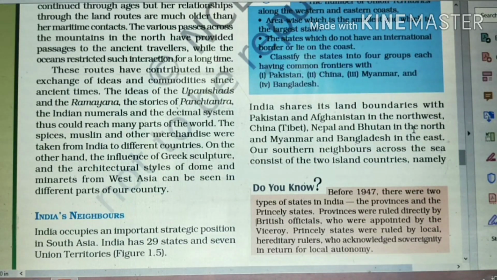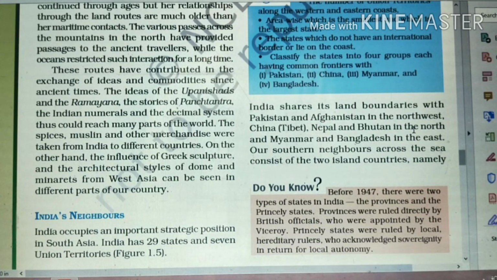Now, India's neighbors. You know, India is a vast country. It has an important strategic position in South Asia. India has 28 states and 9 union territories according to 2019-20.